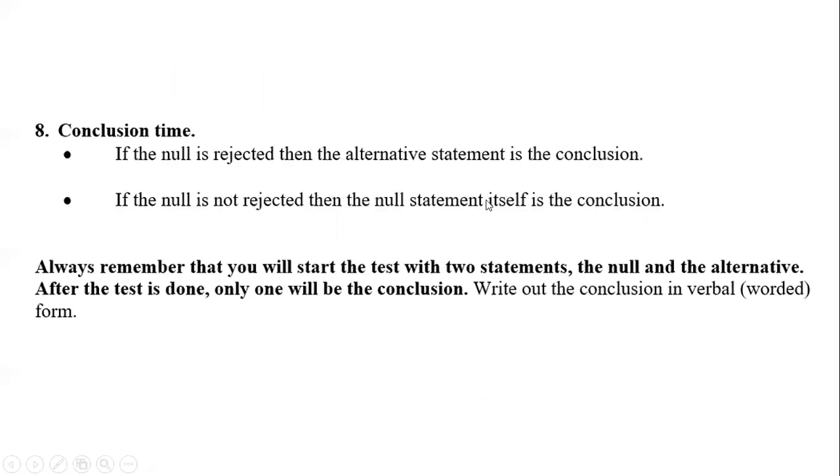If the null is rejected, remember you started with a pair of statements, two of them. So if you reject the null, then the alternative is the conclusion. If you do not reject the null, then the null itself is the conclusion. Always remember that you will start the test with two statements, the null and the alternative. After the test is done, only one will be the conclusion. Write out the conclusion in verbal form. So that's the critical value approach.